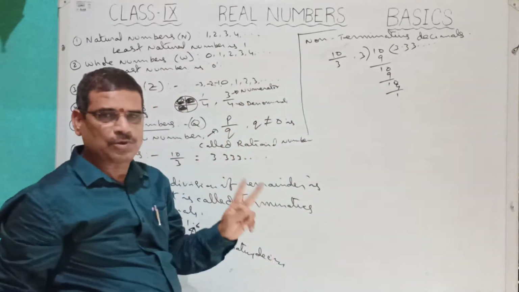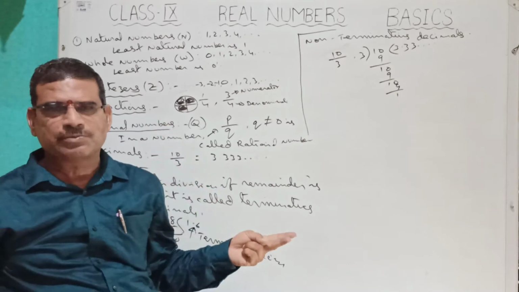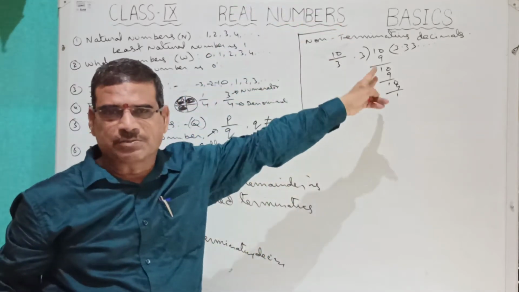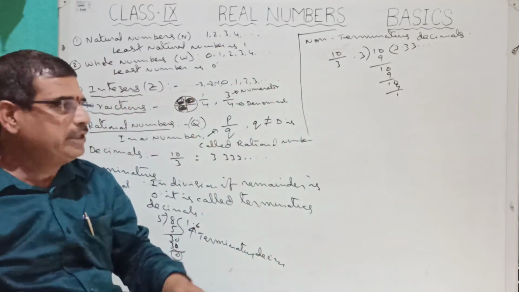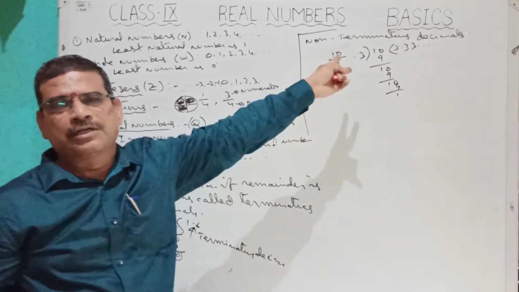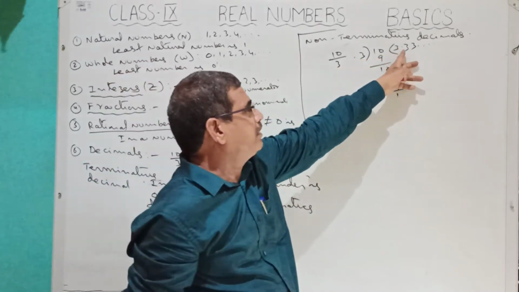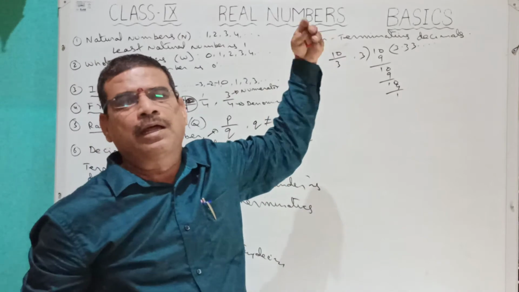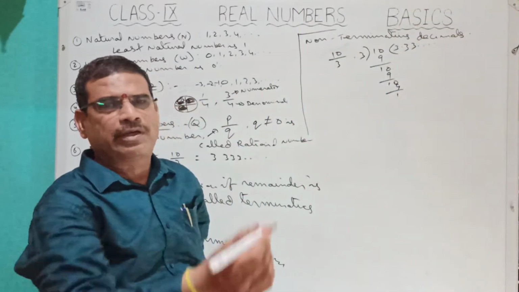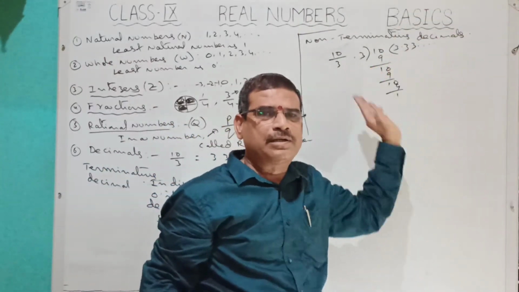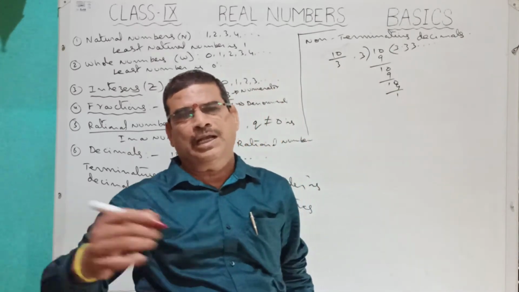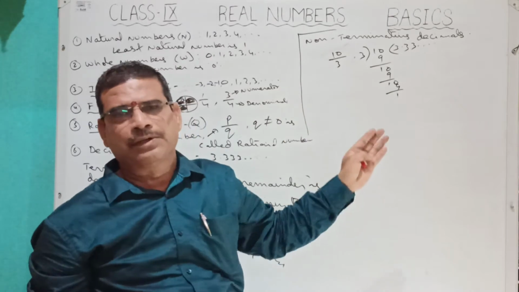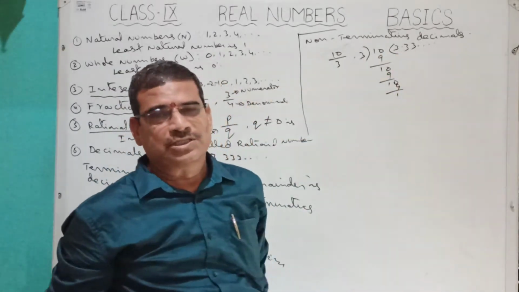So decimals are of two types. One is terminating decimal and another is non-terminating. In non-terminating decimals, two types are there. One is repeating non-terminating decimal. Here, see, the number 3 is repeating, so this is called repeating non-terminating decimal. In the other, the number will not repeat, but it goes on endless. So that is called non-repeating non-terminating decimal.